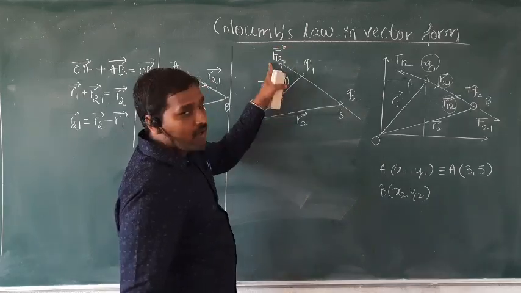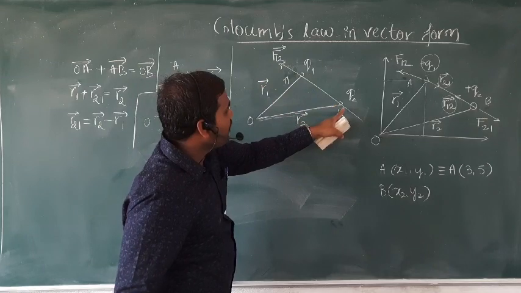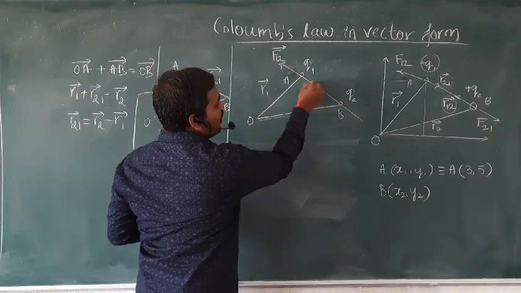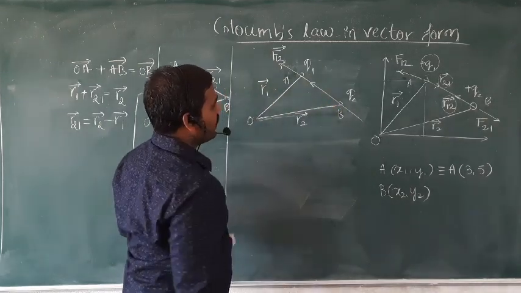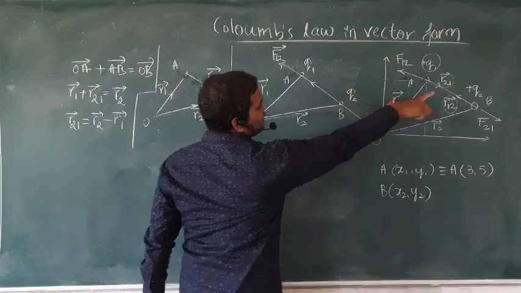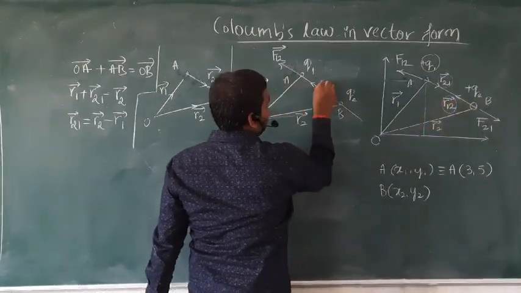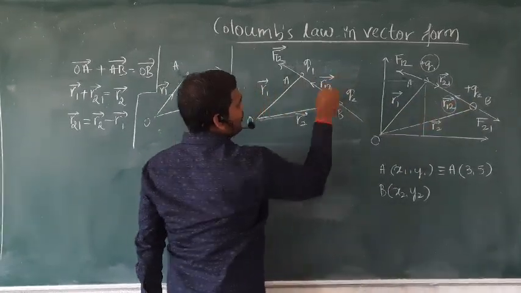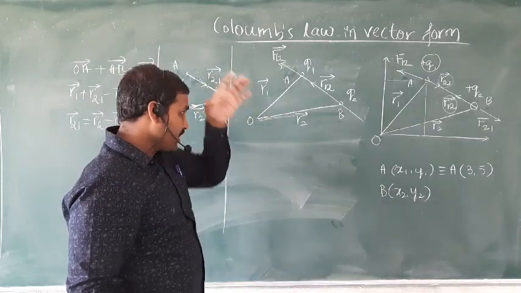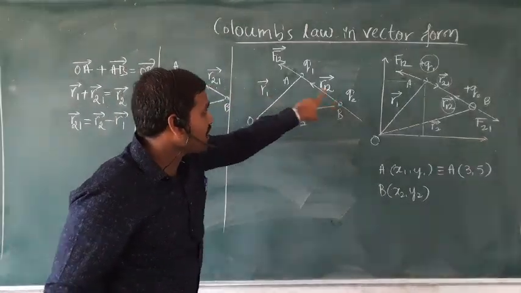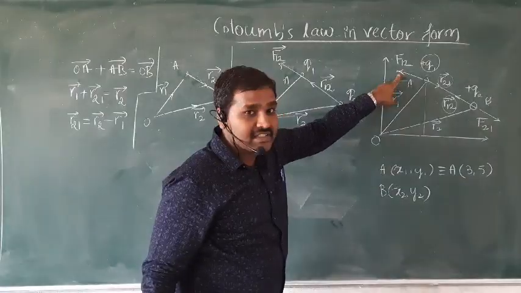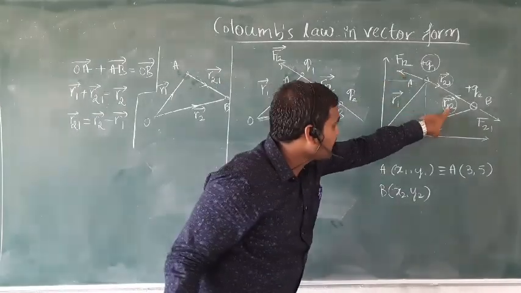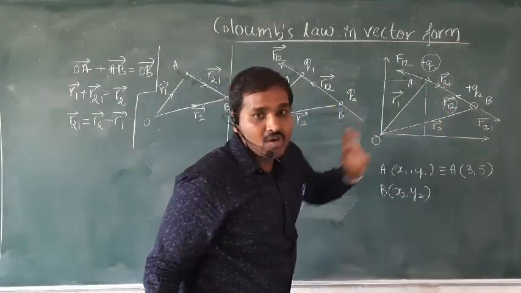Force F12 is in the direction of B to A, so it is moving from B to A. So I can write it as vector R12, as shown here. Here, the direction I should consider is the direction in which the force is acting, and I have written that as R12.